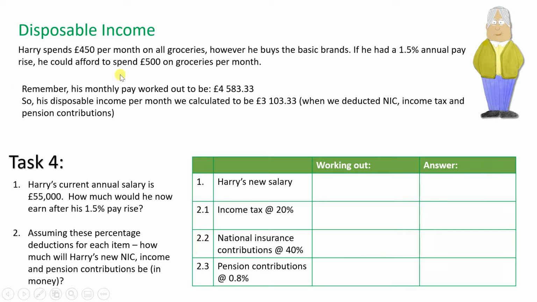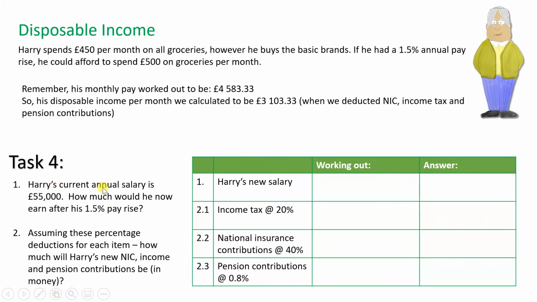So remember, his monthly pay worked out to be £4,583.33. So his disposable income per month we calculated to be £3,103.33 when we had deducted national insurance, income tax and his pension contributions on the previous slide. So here's your task. Task 4.